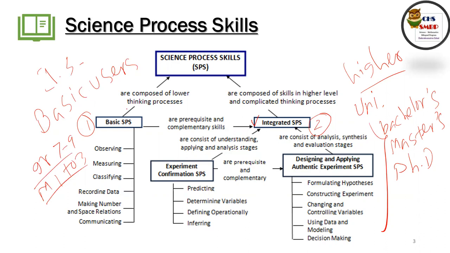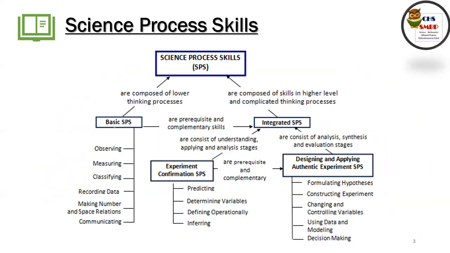Now, let's have a look at the basic science process skills. Basic science process skills are as follows: number one, observing; number two, measuring; number three, classifying; number four, recording data; number five, making number and space relations; and number six, communicating. We will discuss all these points in detail.